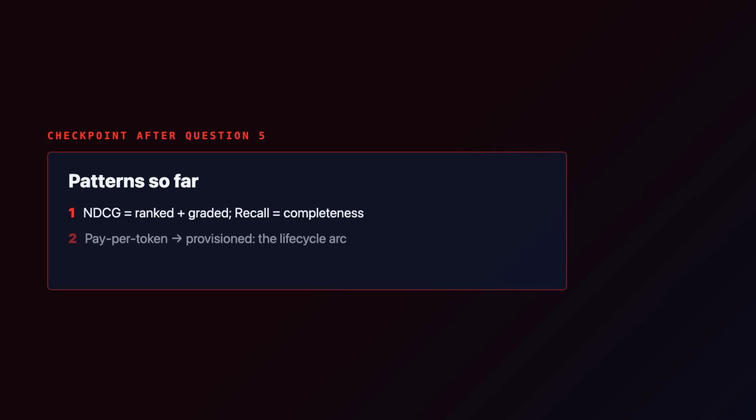Graded relevance demands NDCG. Strict completeness demands recall. Pay per token is the pilot default. Provisioned throughput is the production default. When expert reference labels exist, ROUGE and BLEU outperform an LLM as judge.